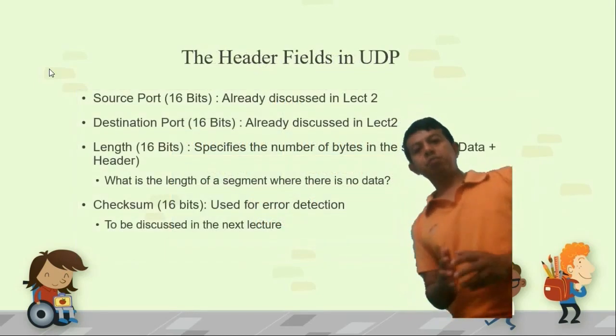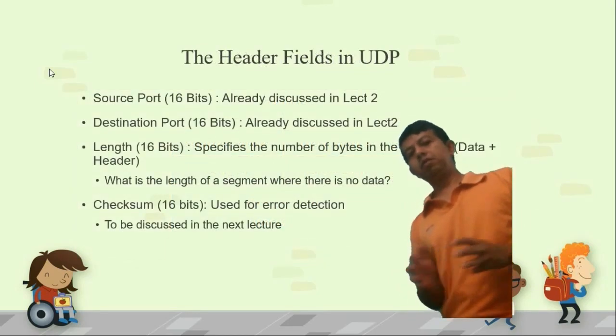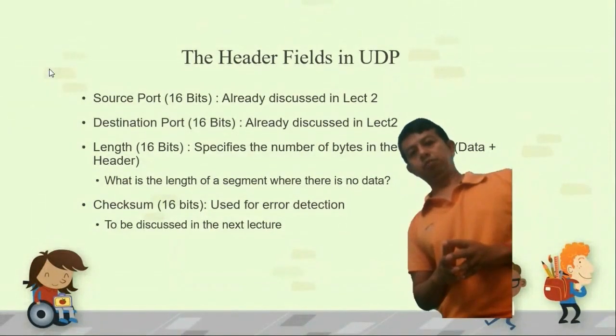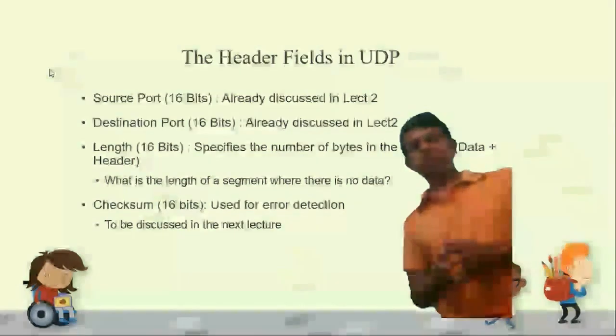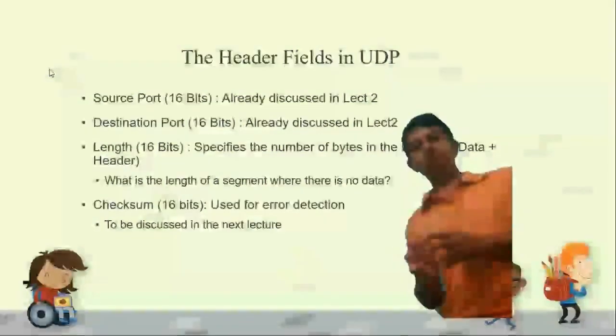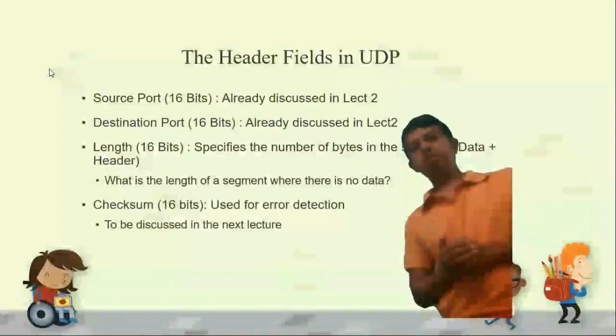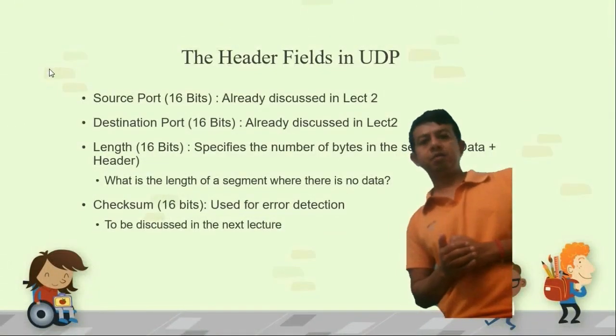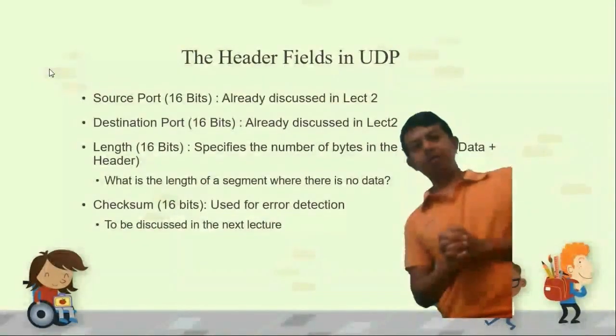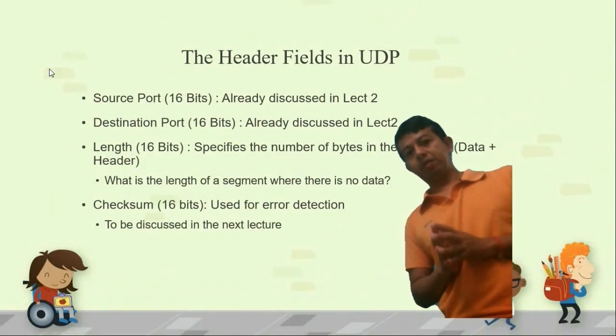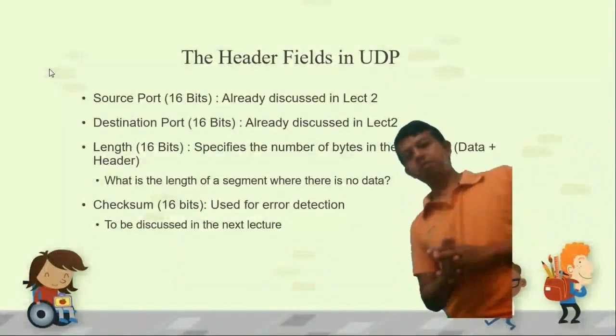Now source port and destination port, this we have already discussed in lecture 2. So if you have not gone through lecture 2, I advise you to go through it to understand what source port and destination port number is. Briefly, source port and destination port are used for multiplexing and demultiplexing. These are indicated by using 16 bits. So source port and destination port both use 16 bits.